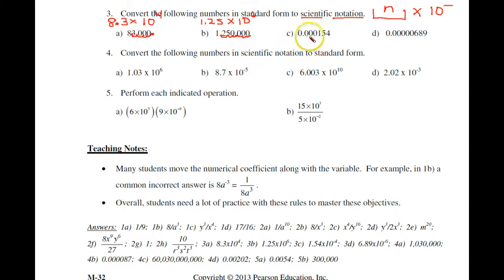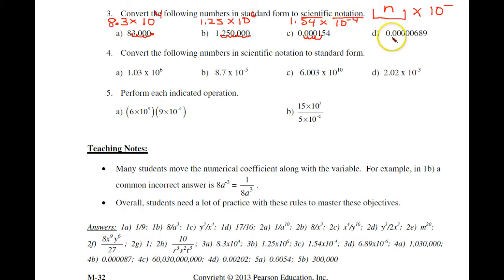Now here's a case where it's a small number, so instead of there being positive exponents, they're going to be negative exponents. So we still move it over to a number between 1 and 10. 1, 2, 3, 4. So I get 1.54 times 10 to the negative 4.